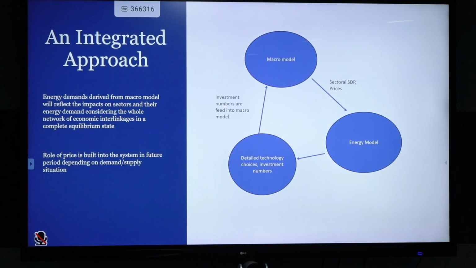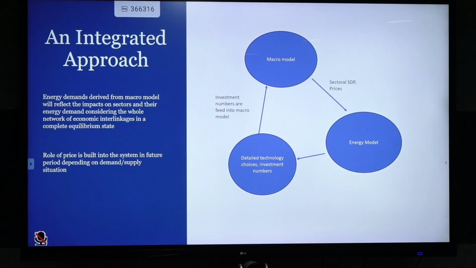Basically, we have a macro model which determines our sectoral GDP and prices over a long period, a 30-year period starting 2015. We are solving these models. These numbers are fed into the energy model every year, which can give direct technology choices and investment numbers. These investment numbers again are fed into the macro model. So these two models are linked, and we try to solve for what ultimately comes out.